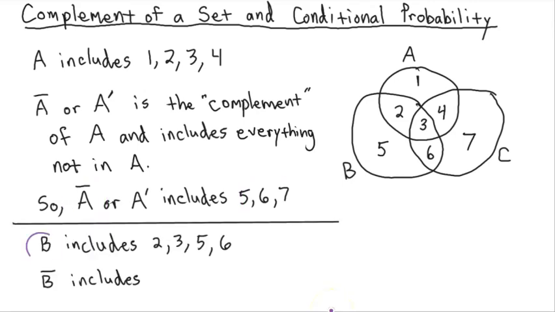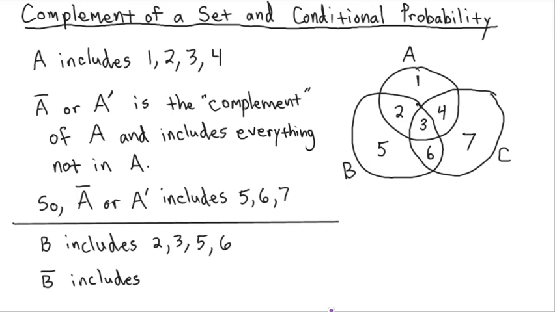Now let's look at B. We said previously that B includes 2, 3, 5, and 6. Here we go, 2, 3, 5, and 6 are all included in B. So what would B complement include? See if you can figure that one out. What would B complement include?